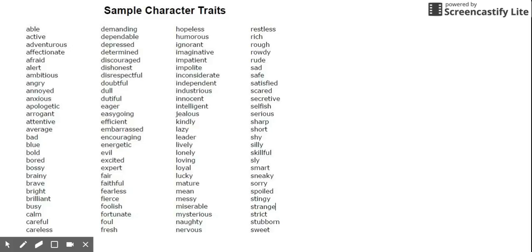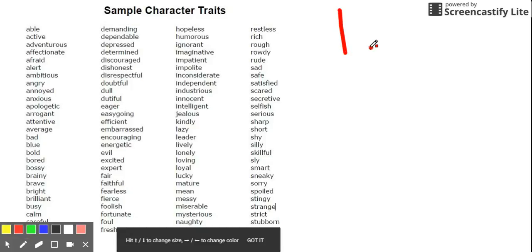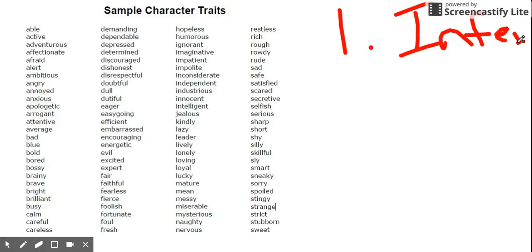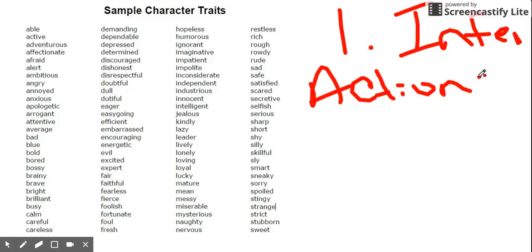A lot of times, authors will tell you directly this character is such and such, or this character is an adventurous person. But most of the time, the author will show you these traits. The author may have you infer based on the character's actions. That's the things that the characters do in the story.